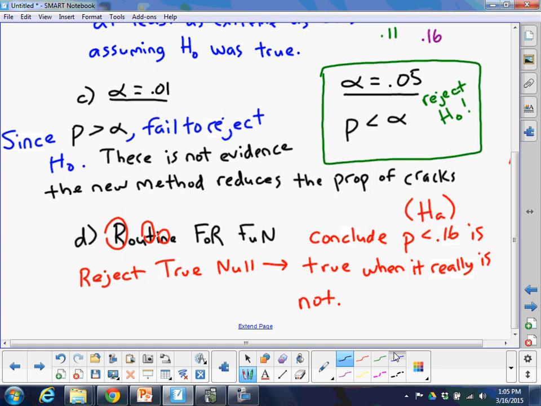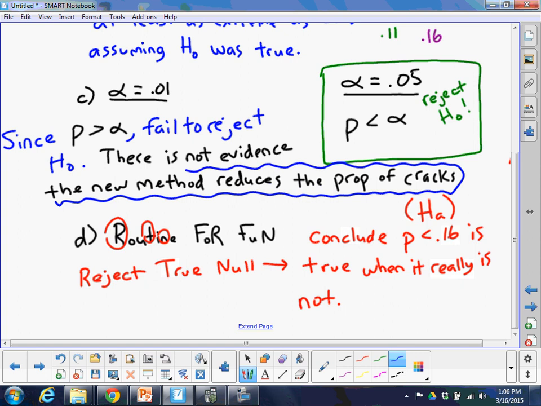When I say use context, I would mention this again. That's kind of what HA said, right? So make sure you're wording that in there. I'm not going to write the whole thing again, but you have to go back to some sort of context to the problem. You cannot just say reject true null. That won't get you full credit. Be specific. We were concluding that the new method reduces the proportion of cracks, but maybe later we find out that it did not.